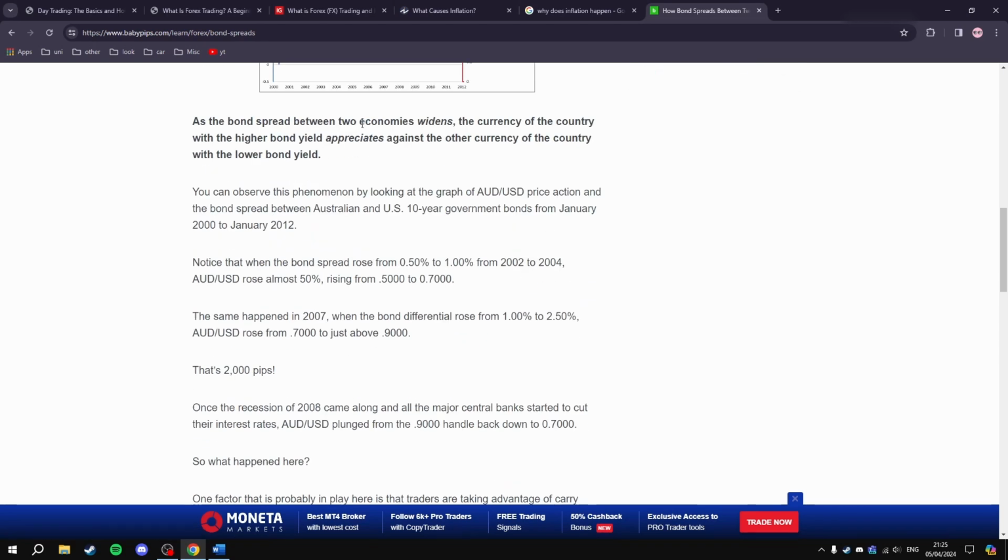So as a bond spread between two, so this isn't widening, this is decreasing. The currency of the higher bond yield appreciates against the currency of the lower bond yield.